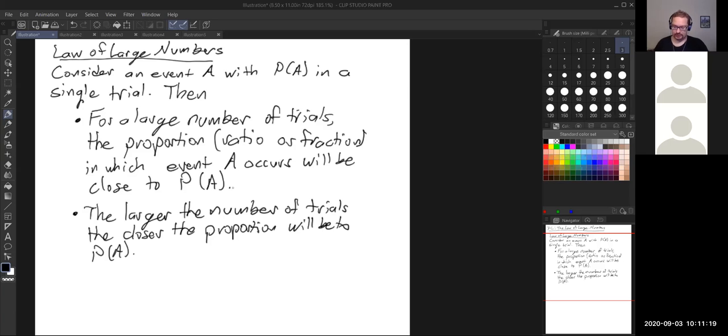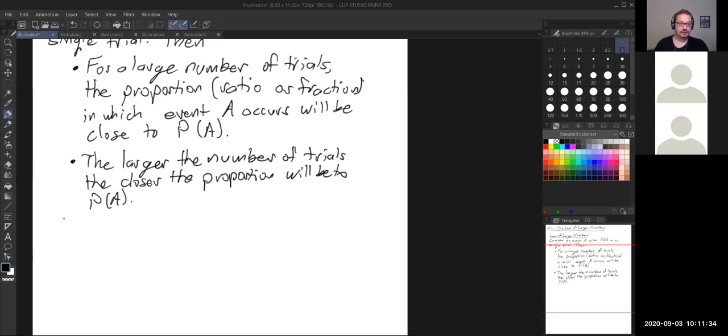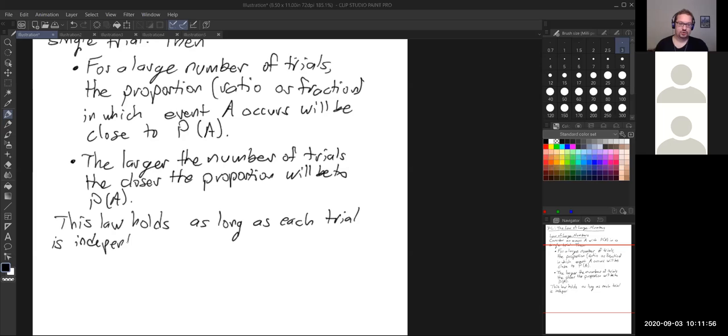And we do have to be careful in mathematics when we're talking about something like this. We have to indicate when this law will hold. So this law holds as long as each trial is independent. So for example, if we're looking at a coin, what we get for the first coin toss should not affect the probability of the next, and so on. So each trial is independent of prior trials.